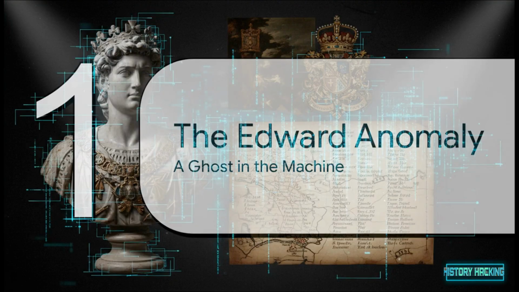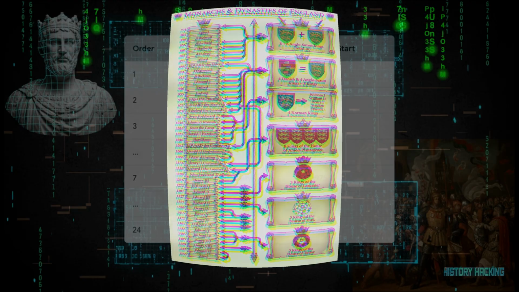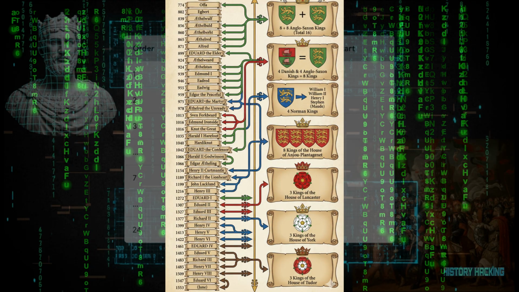Okay, so our first exploit is actually a really simple one, a numerical pattern that's been hiding in plain sight this whole time. Think of it like a strange loop in the code that just keeps running for centuries, a real ghost in the machine. All right, take a look at this. This is the official list, right? The accepted sequence of English kings from 899 all the way to 1483.